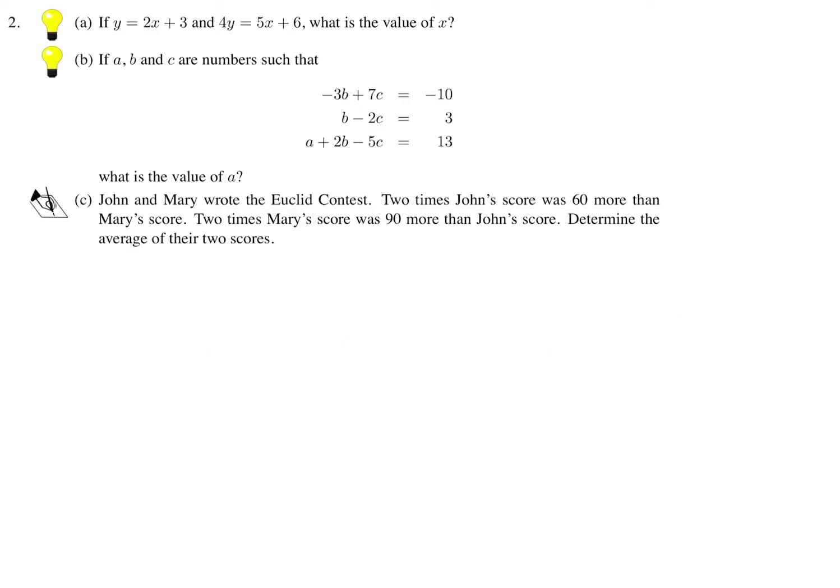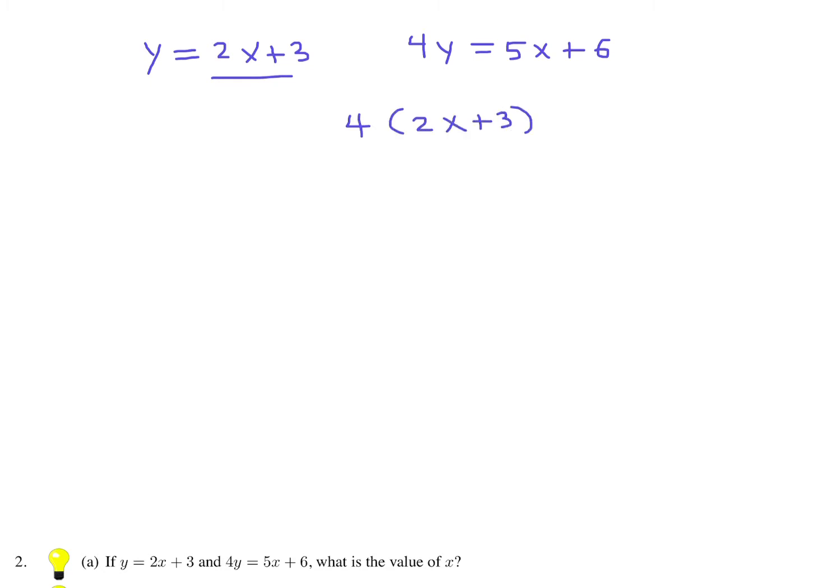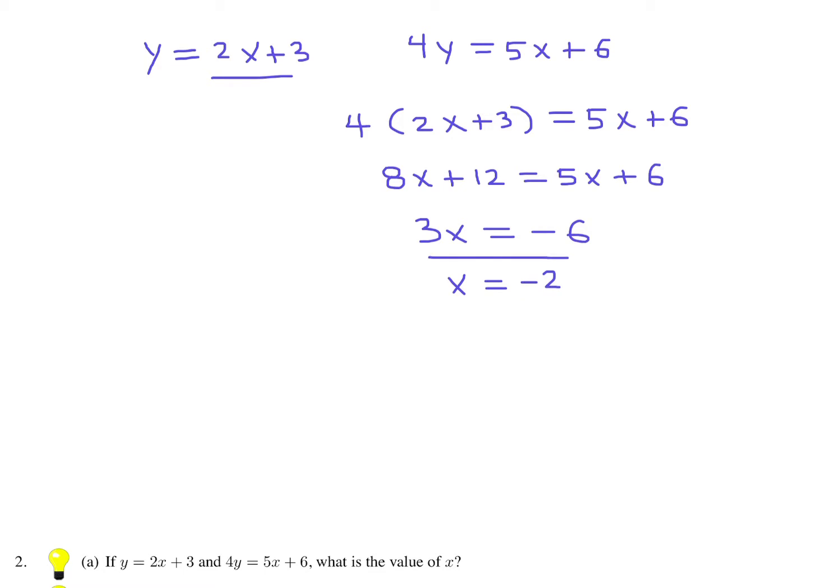If 2x plus 3 equals y, and 4y is equal to 5x plus 6, what is the value of x? y is equal to 2x plus 3, and 4y is equal to 5x plus 6. Well, we can substitute one into the other. That should be pretty straightforward. So 4 times 2x plus 3 is equal to 5x plus 6. Therefore, this is going to be 8x plus 12 is equal to 5x plus 6. 3x, therefore, is equal to minus 6, and therefore x is negative 2. And I think that's all they wanted, the value of x.